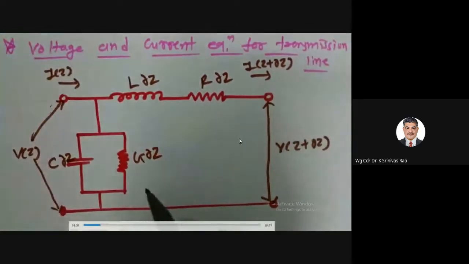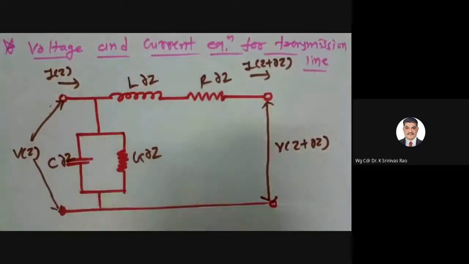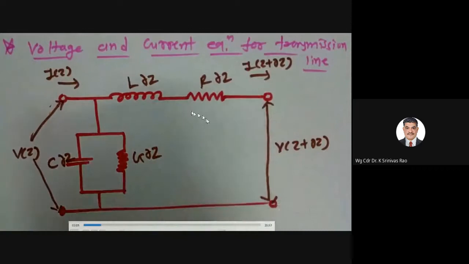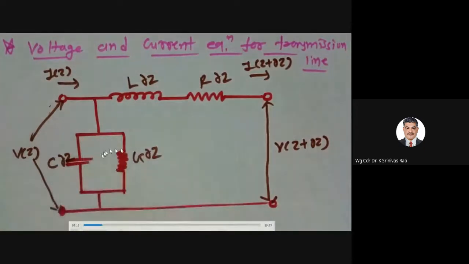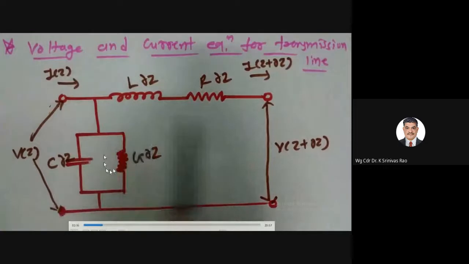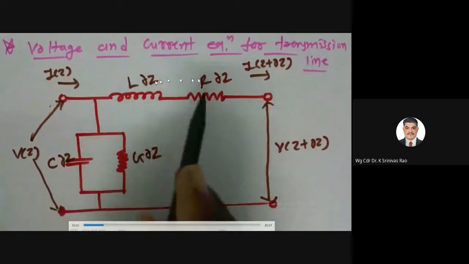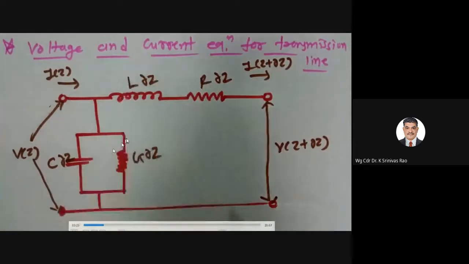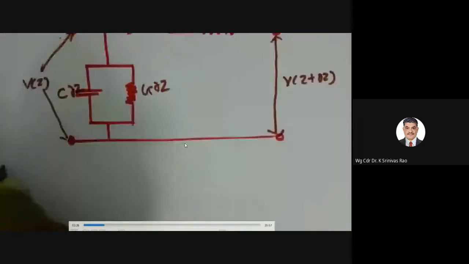Now, to calculate the voltage and current drop across the components, we apply Kirchhoff's current law, and for this C and conductance, we apply Kirchhoff's voltage law. This is the line impedance and line admittance, and Kirchhoff's voltage law and current law are applied.